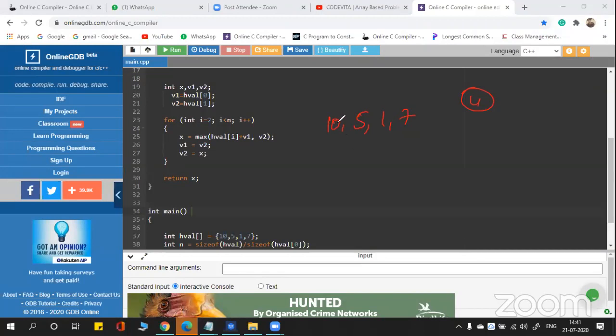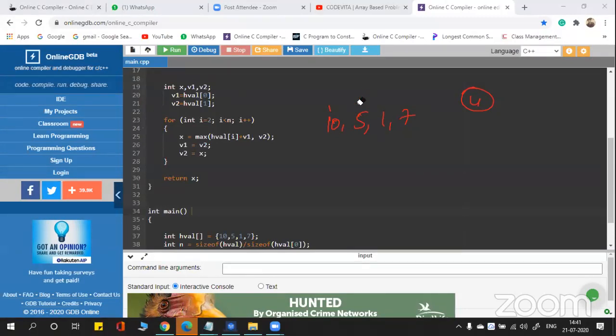If he wants, he can steal. If he's stealing at the first house, he cannot steal at the second house, but he can steal at the third house. If he's stealing at the second house, he cannot steal at the first and third house. He cannot steal in adjacent houses.